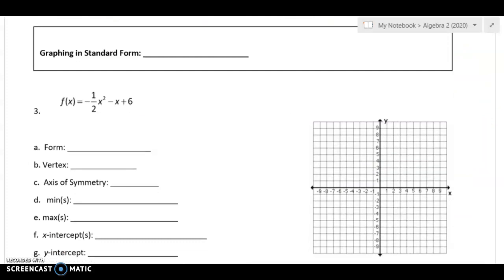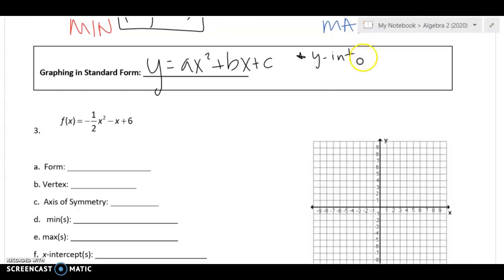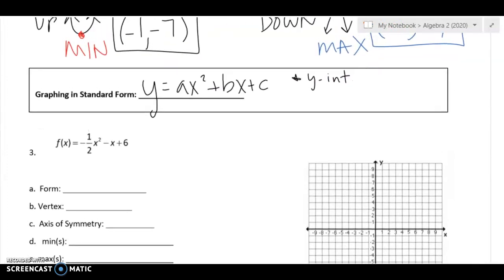Okay, graphing in standard form, that's what we're talking about today. So here's a reminder, standard form is y equals ax squared plus bx plus c. Okay, two things to know about standard form. The first thing is that it tells you really easily your y-intercept. Your y-intercept comes from the c value. So your y-intercept is going to be (0, c). And let me highlight that blue for you. So see that c value? That's where you're going to get that from.